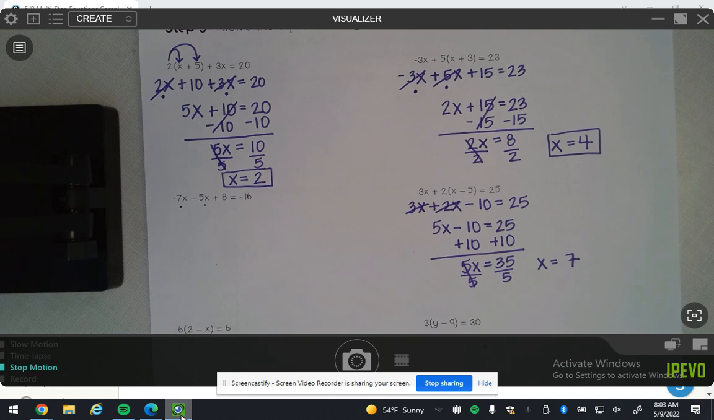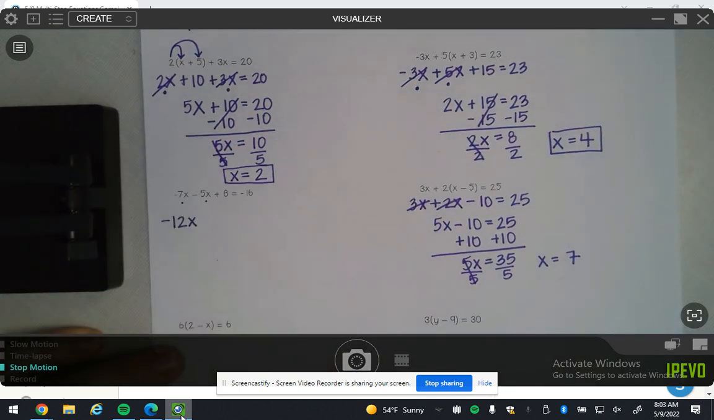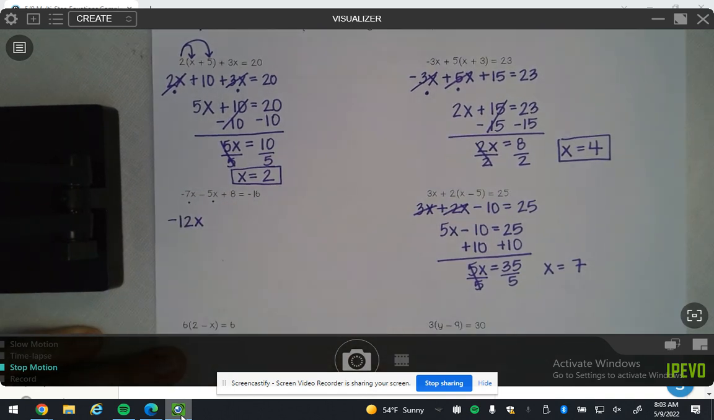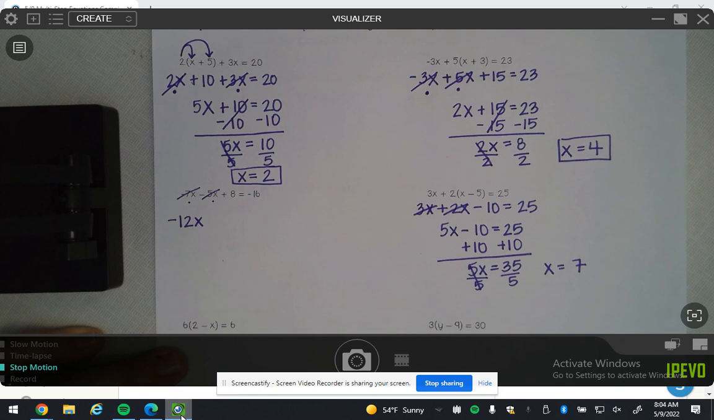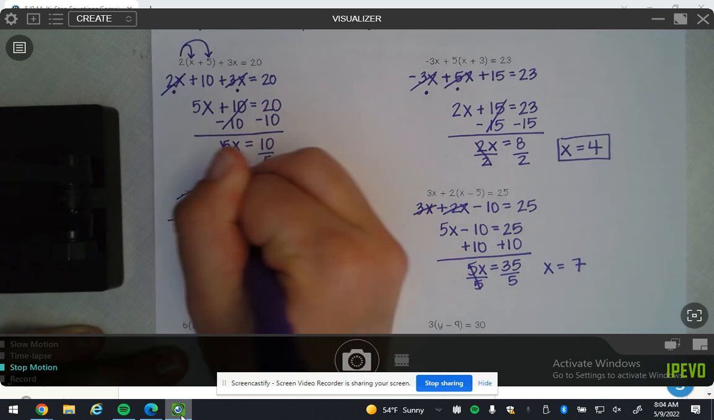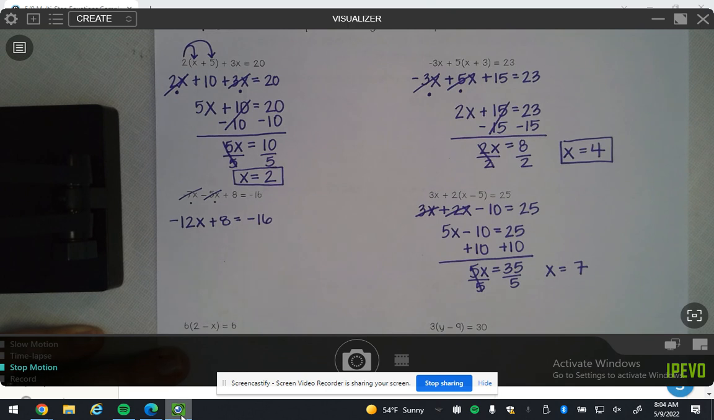When I combine them, how many x's do I have? What's your calculator give me? Say it louder. So negative 12x. What should I cross off on my original equation? What am I done with? 7 and the 5, right? I already combined them. What's still left? So what should I do with that? Bring it down. Equals negative 16, right? Okay. Cover up the x. Yes?